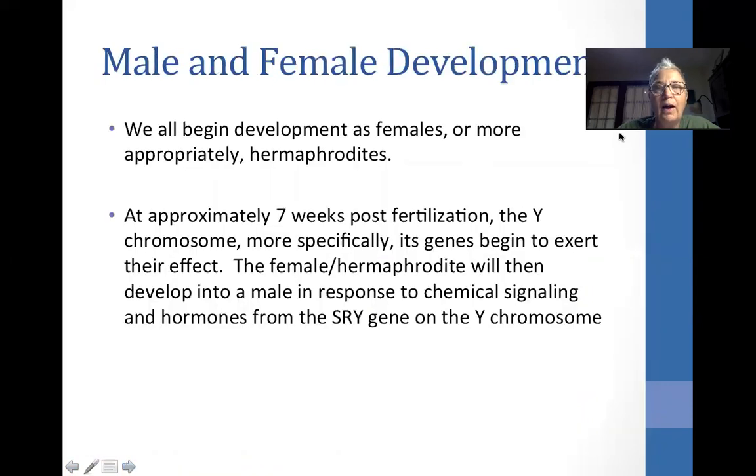All right, so X and Y's in development. This is really cool. Very cool stuff here. So we all began sort of as females, or if you want to say hermaphrodites, it's ambiguous. So we have our chromosomes, but how we develop has not yet been fully laid out.